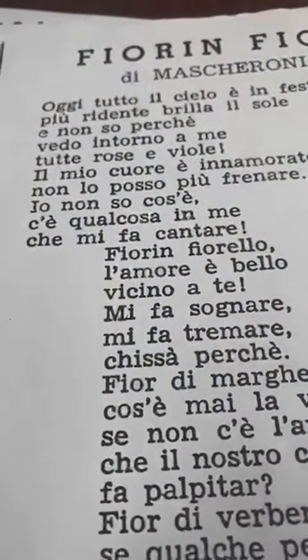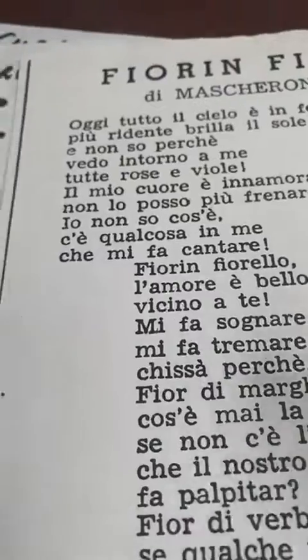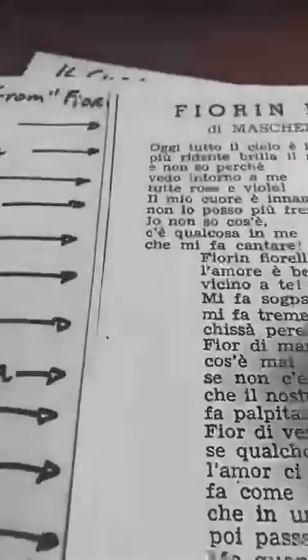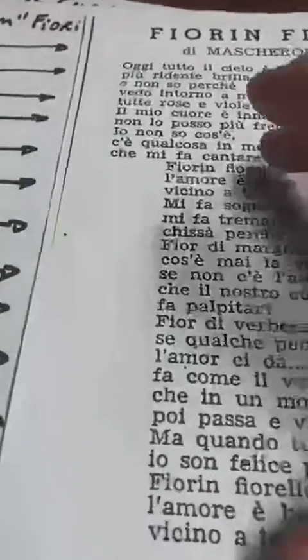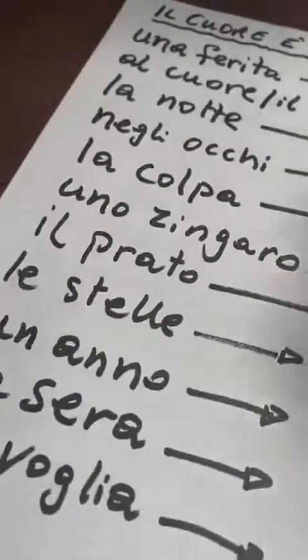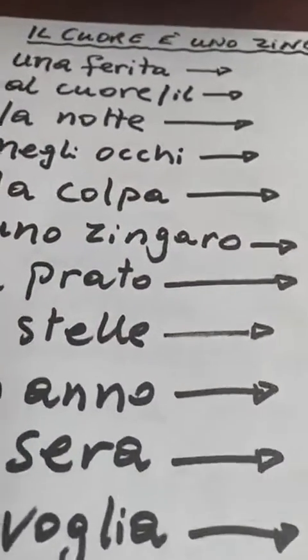So that is an introduction to the song generally, and then you've got the chorus line, Fiorin fiorello, l'amore è bello, and this one here, you can read that part and you can sing the second part in groups, and you have a lot of fun with it. So Fiorin fiorello is a good one to do for beginners classes of Italian. And as I said, these are some of the songs that have been used.